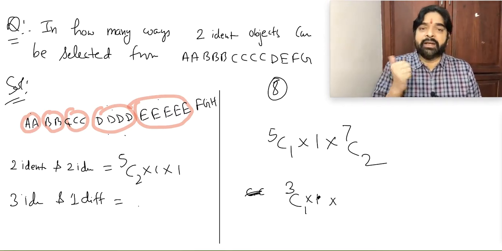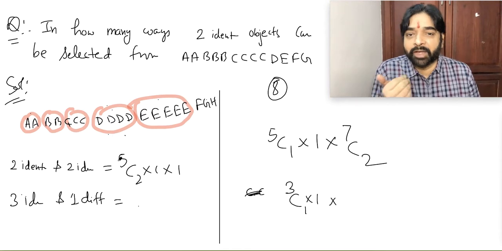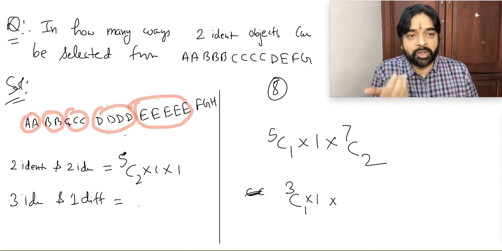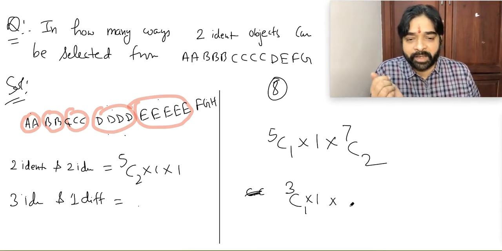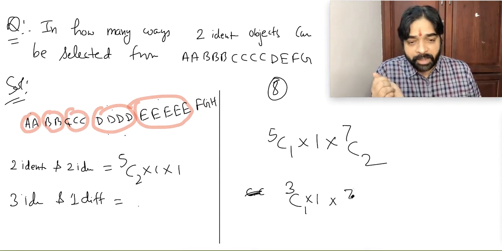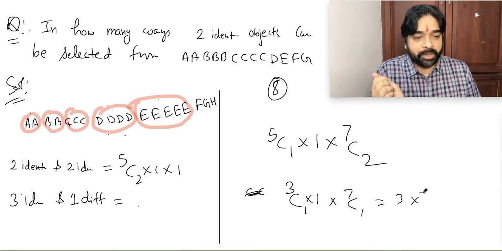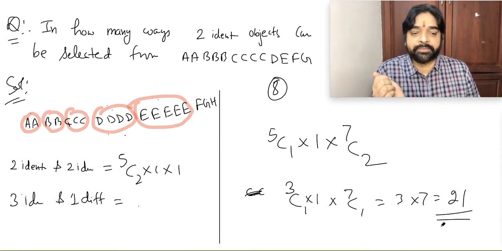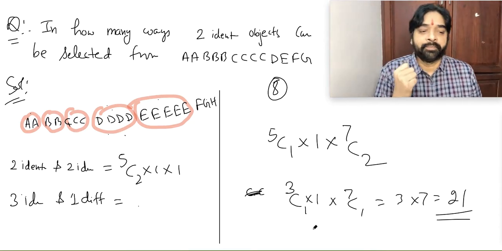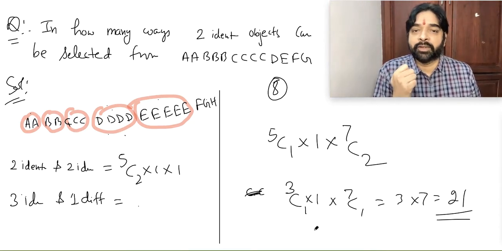Again 7 letters left. By any one group gone, no? So surely only one different letter will be left. Sorry, 7. So 7C1. Answer is 3 into 7, 21. Finish. Is this clear to everybody? How many of you got it? 21. Okay. Okay.